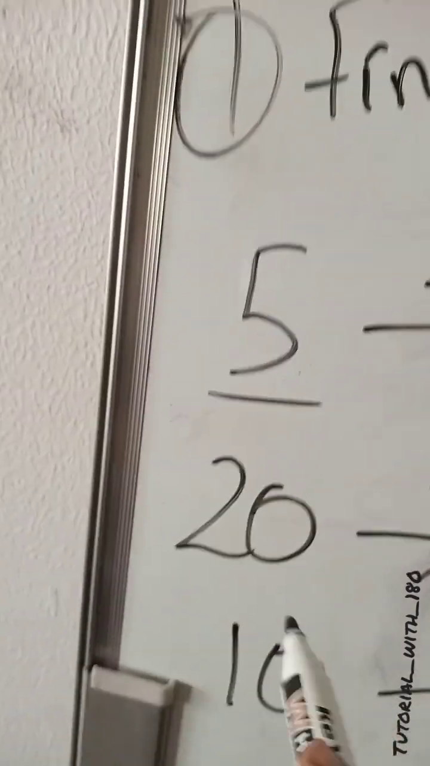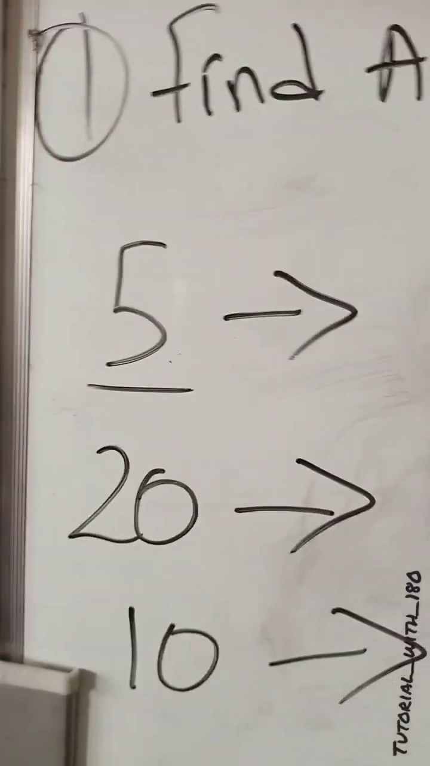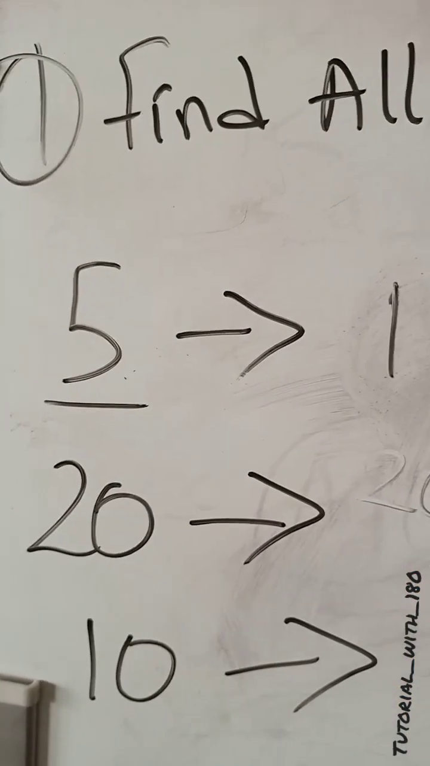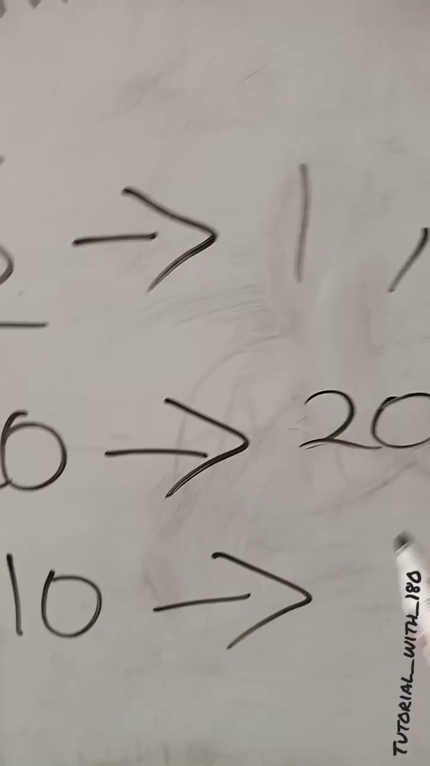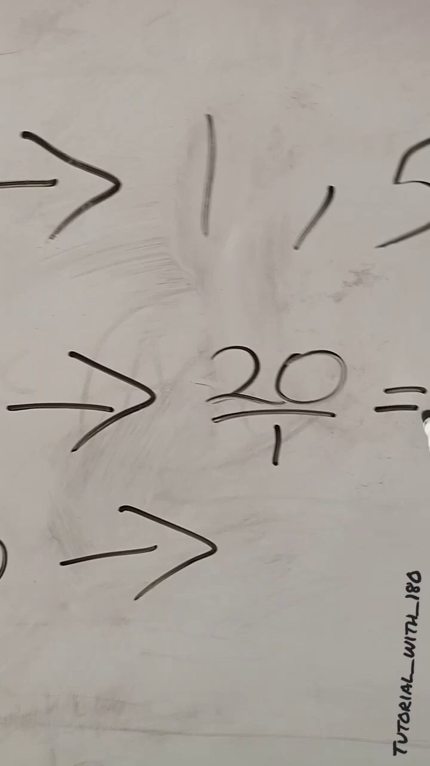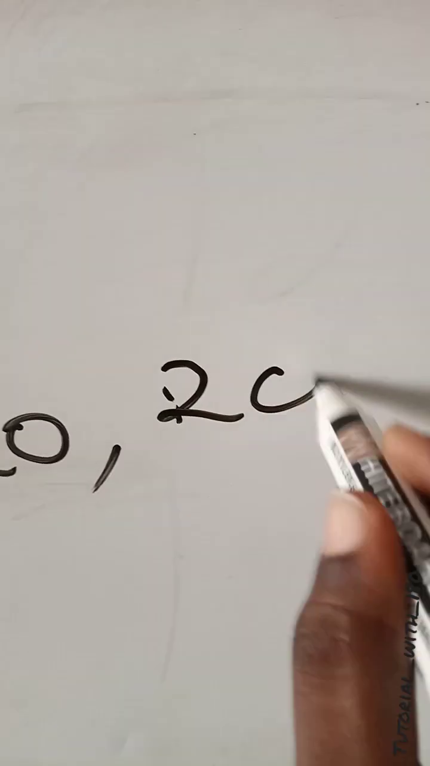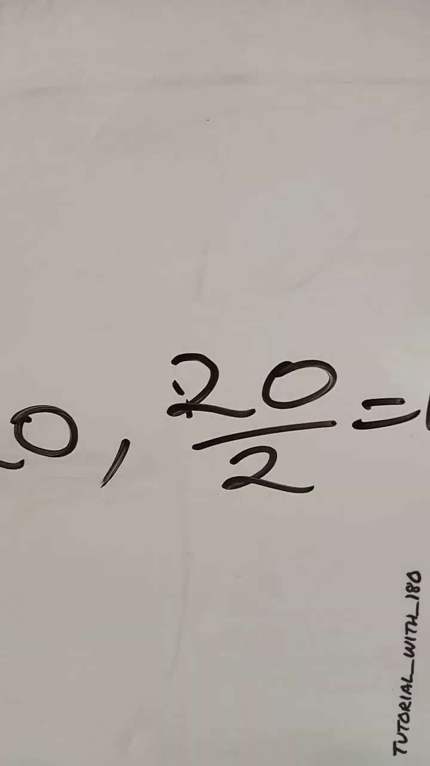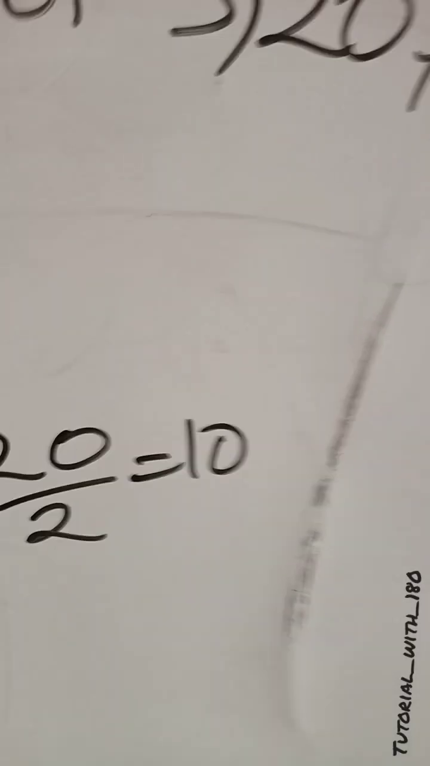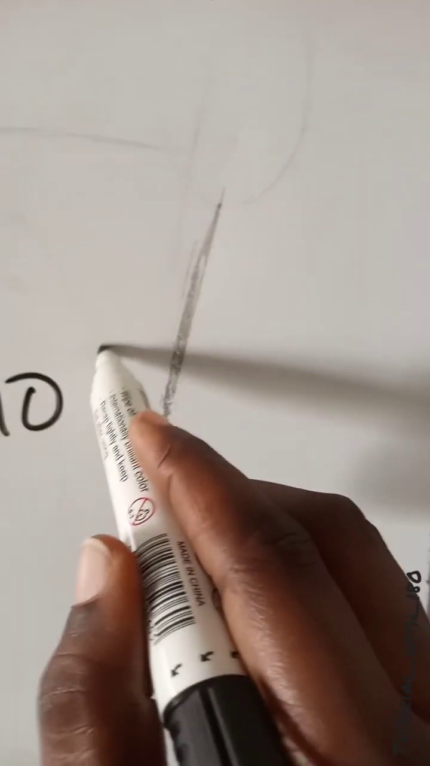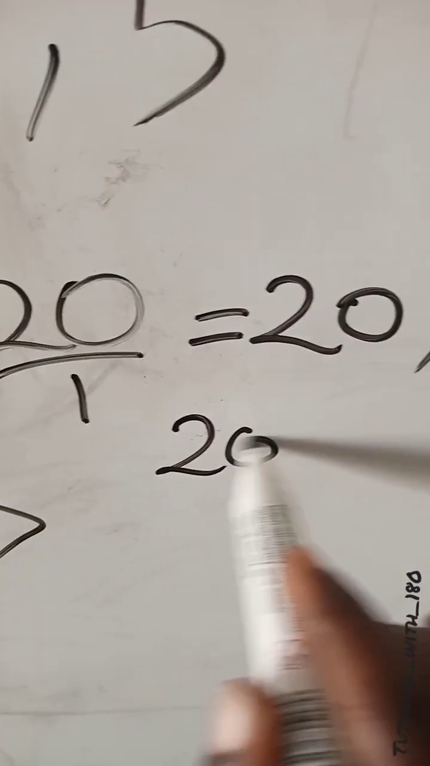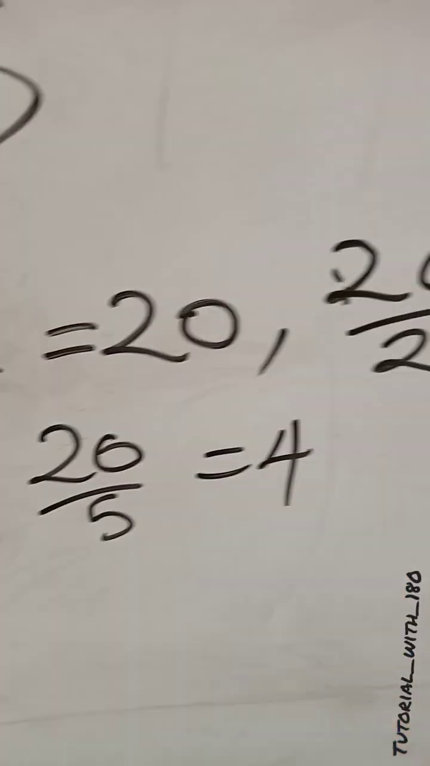What can we divide 20 by that would give us whole numbers? Of course, we're going to start with 1, because 20 divided by 1 will be equal to 20. 20 divided by 2 will be equal to 10. 20 divided by 4 will be equal to 5. 20 divided by 5 will be equal to 4.